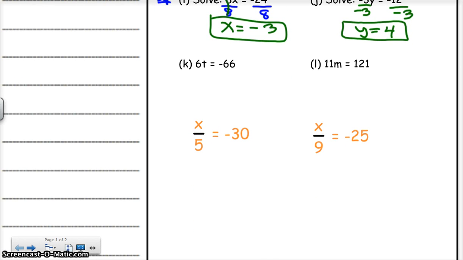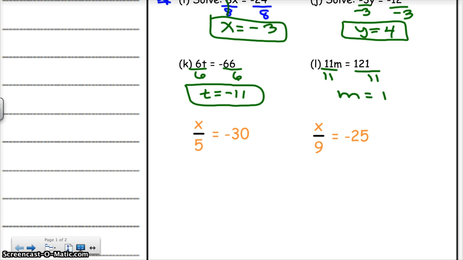6t equals negative 66. This is 6 times t. To move times, you divide. T is a negative 11. 11 times m is 121. To move times, you divide. Yes, I show my work. Even though I think I can do it in my head, I show it for this lesson.